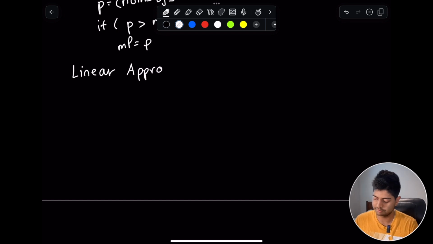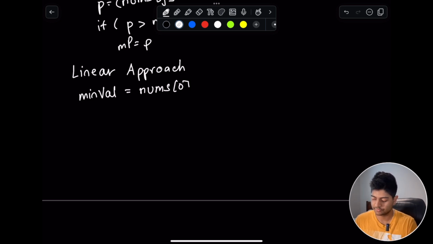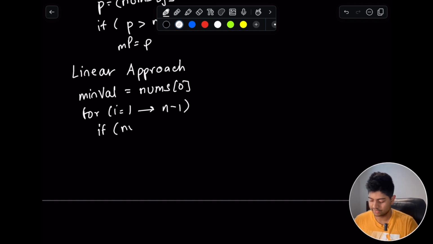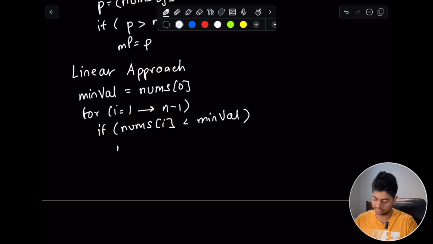So the linear approach can be essentially, I'm going to pick the day that I buy, the minimum value, as let's say just the first day, right? The first day is what we're going to choose, nums at 0. Then we're going to go for i from 1, because we already bought on the first day, right? So this is essentially trying to figure out when the other days pass the first day. So up to n minus 1, and we check, hey, is nums at i less than my minimum? If it is, well, there's no point in using that other minimum value. Let's just make that the minimum value, nums at i, right?